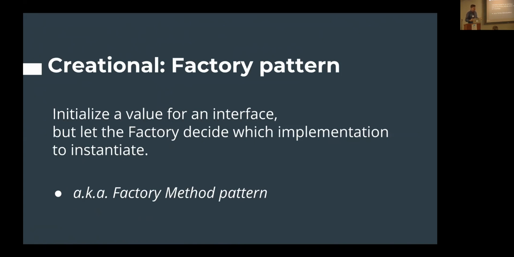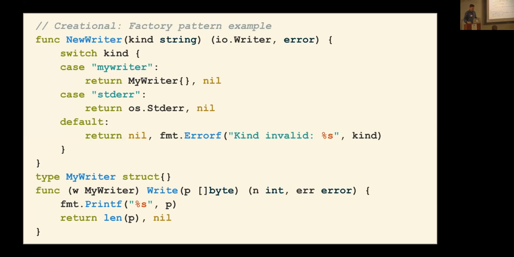So you're initializing a value. This is interesting because there's, I think, a proverb that says accept interfaces, return values, but in the factory pattern, you're likely to be returning an interface, and that's just the mechanism of the factory pattern. This is sometimes referred to as the factory method pattern or the abstract factory pattern. An abstract factory is essentially a set of methods that are factories, is the easiest way to distill that.